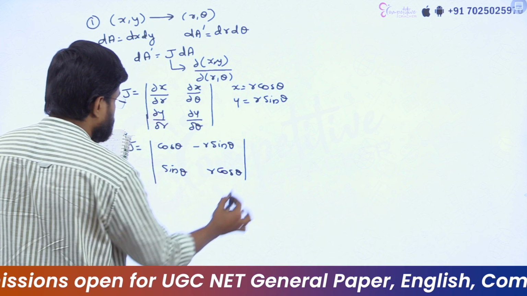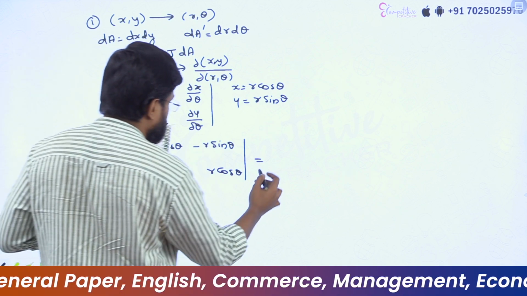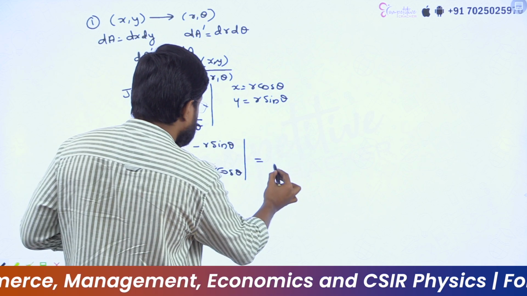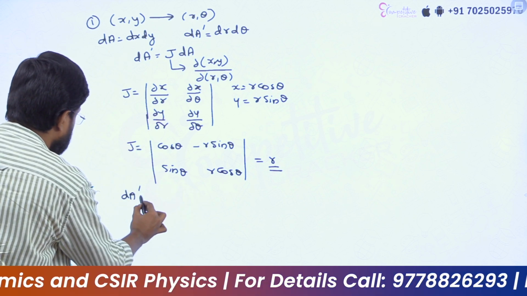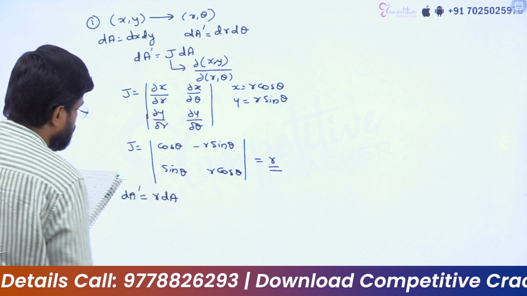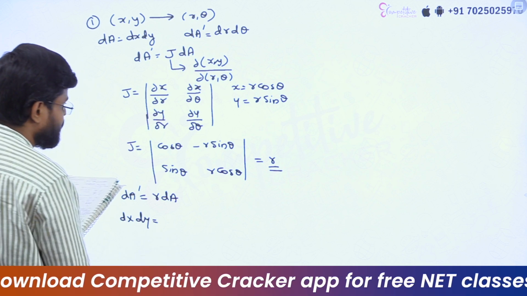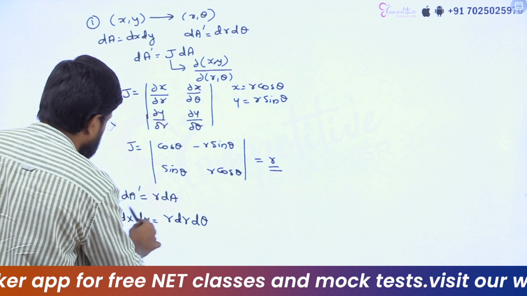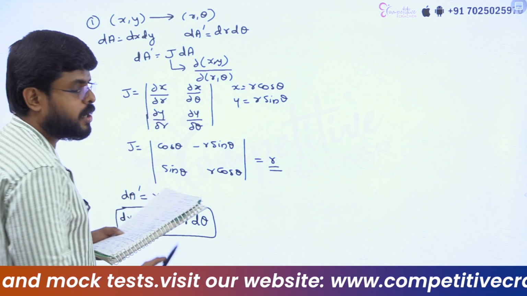So r cos theta, and what is the result? It is r cos square theta plus r sin square theta, and r is taken common. Cos square theta plus sin square theta will be 1, and the value is r. So that means dA prime is equal to r dA, or dx dy equals r dr d theta.